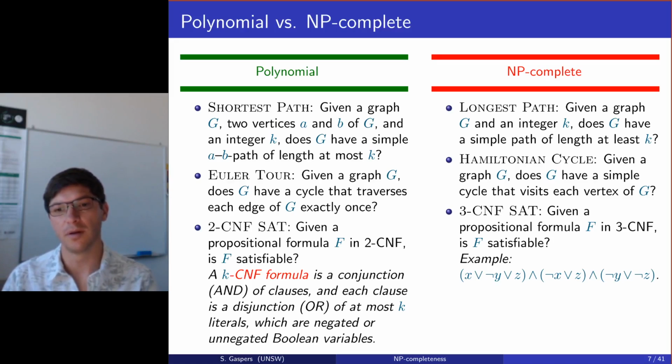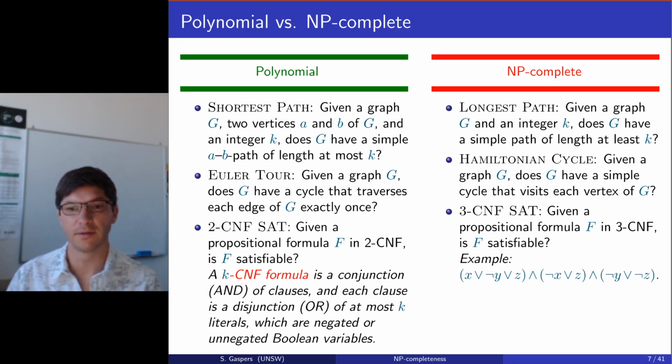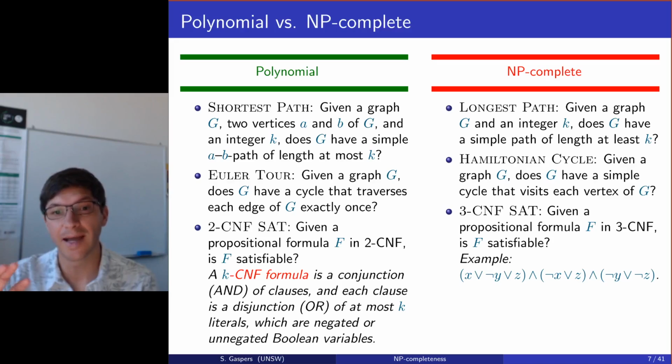So we have a big AND of clauses. Each clause is a disjunction, an OR of at most k literals. And then we have a k-CNF formula. The satisfiability problem is to check whether a formula in CNF that's given as input can be satisfied. So can we set the Boolean variables in such a way that the formula is satisfied? We speak of k-CNF-SAT if we have a k-CNF formula in the input, where the clause length is bounded. And 2-CNF-SAT is polynomial time solvable, whereas 3-CNF-SAT is NP-complete.